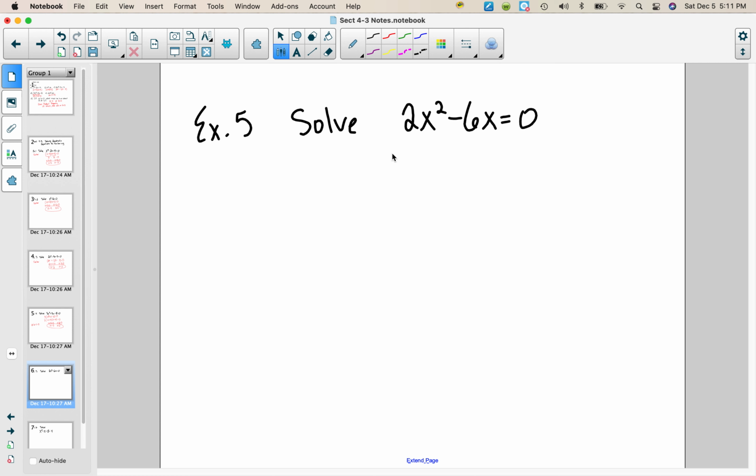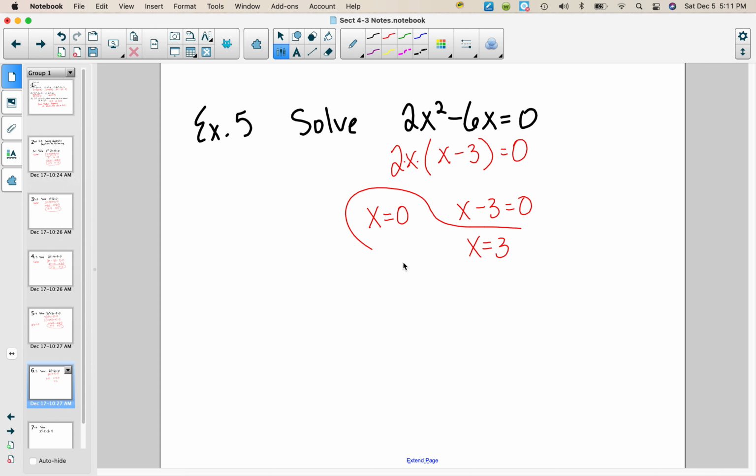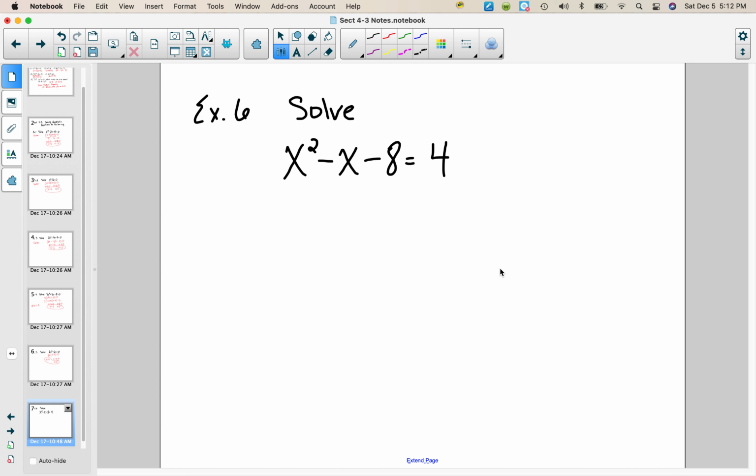Here we're going to factor out our 2x, and we have x minus 3. Again, if you want, you can think of this like 3 separate factors. But remember, the 2 doesn't matter because it's not ever 0. But we get x equals 0 because that's a possibility, or x minus 3 equals 0. That one's done. And here we get x equals 3. So these are my two solutions. And again, if I graphed y equals 2x squared minus 6x, I would find that these were the x-intercepts.